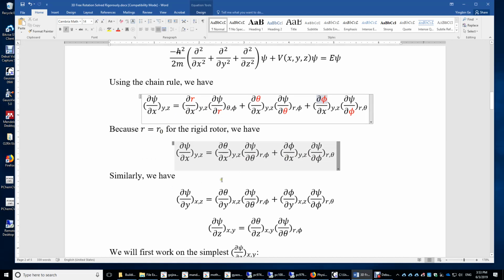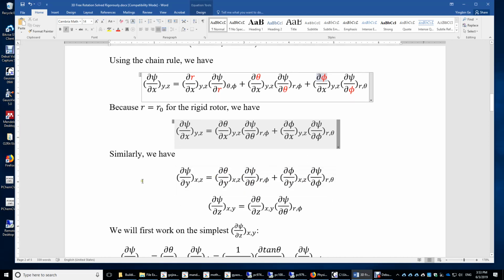And similarly, we have the derivative of psi with respect to y. Again, when y changes, theta changes. When theta changes, psi changes. Also, when y changes, phi changes. When phi changes, psi changes. So therefore, we have another first derivative, the derivative of psi with respect to y, being expressed in terms of the derivative of psi with respect to theta and the derivative of psi with respect to phi.